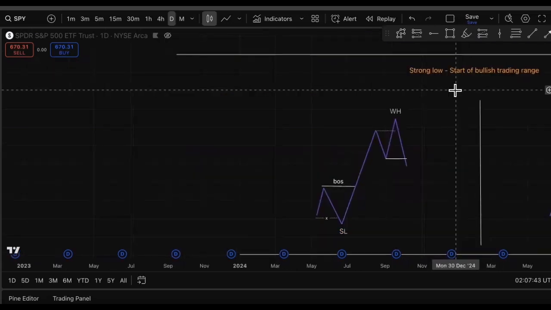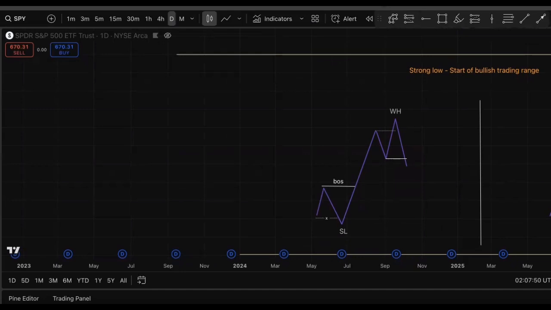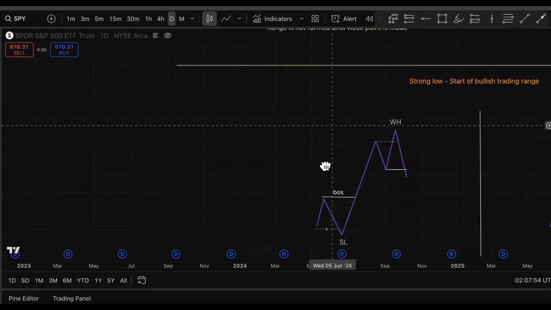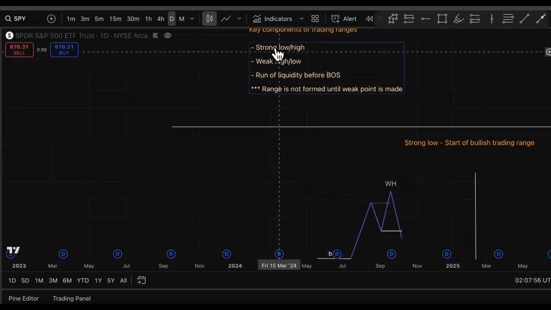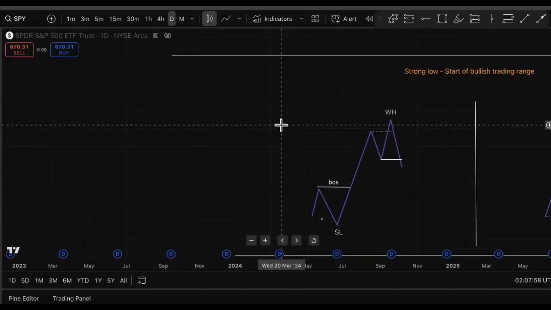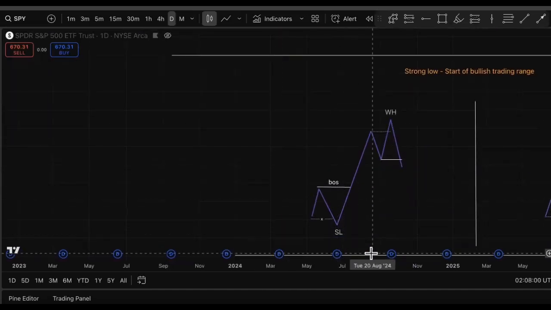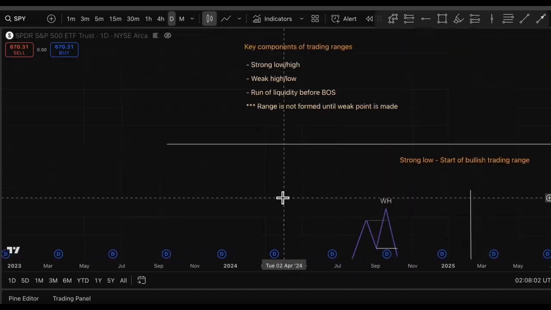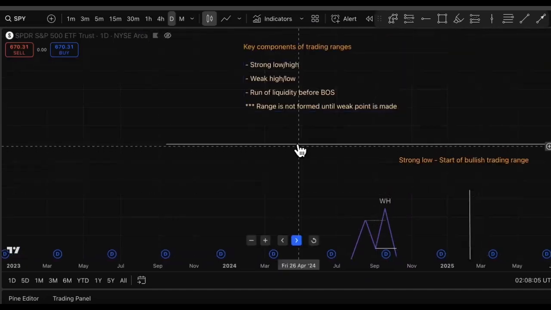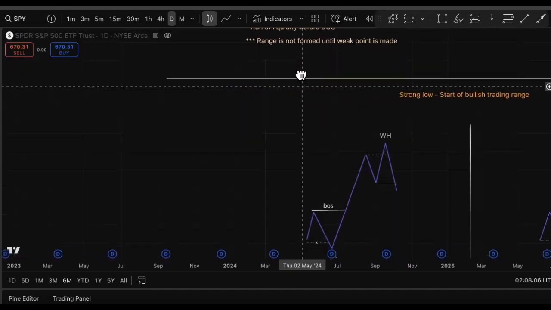Now, first, let's talk about strong lows. With a strong low, what you're going to see is a low form. And let's go back to our rules right quick. We want to see either a strong low or a weak high. So in a bullish range, we have a strong low. Every bullish range you have, you're going to have a strong low. Then the weak high. The weak high is going to be the top of the range.